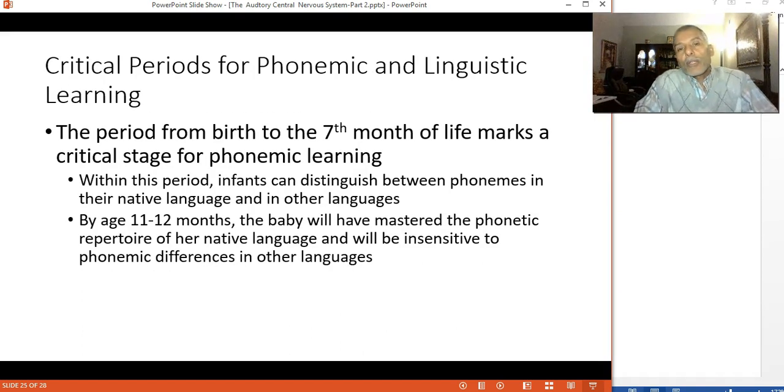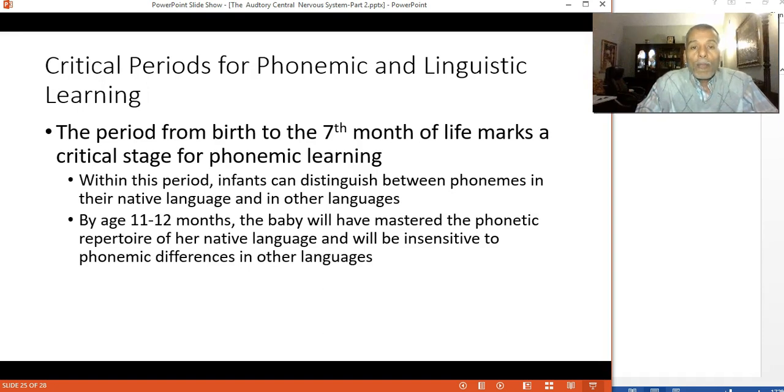There is a critical period for phonemic and linguistic learning. The period from birth to the seventh month is marked by a very, very high level of neuroplasticity in the auditory system, and the whole brain, of course. But in terms of sound learning and linguistic learning, that is a critical stage.